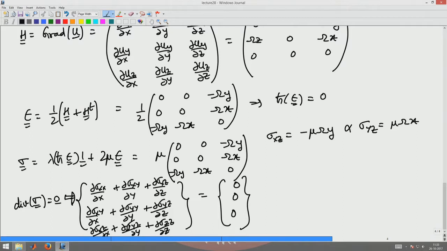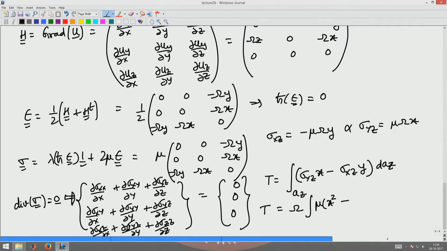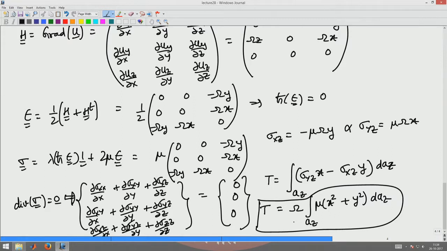Okay. Now the unknown is your angle of twist per unit length omega, which you will find from the requirement that the torque is given by the integral of sigma yz into x minus sigma xz into y, dA. Okay. I substitute the expressions for stresses into this equation to get the torque to be equal to omega times the integral of mu into x square plus y square dA. Now, I use this expression to relate the torque to the angle of twist omega.